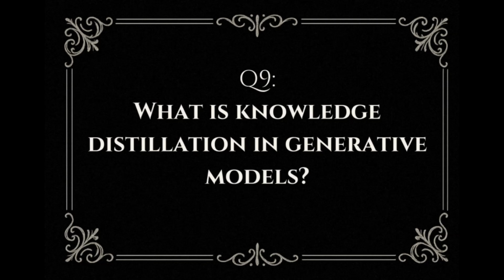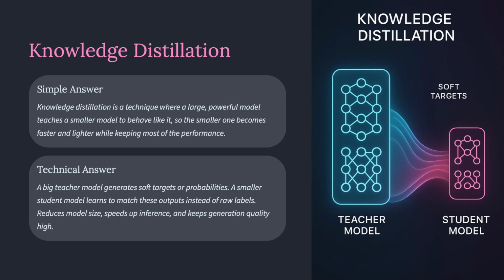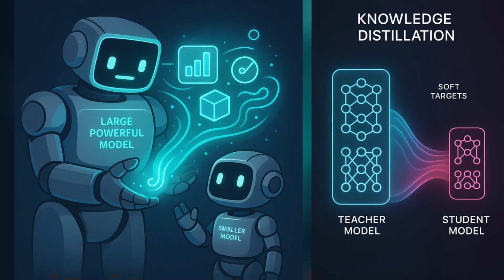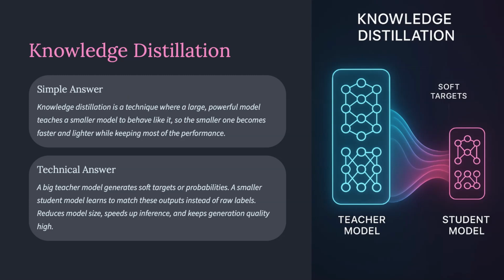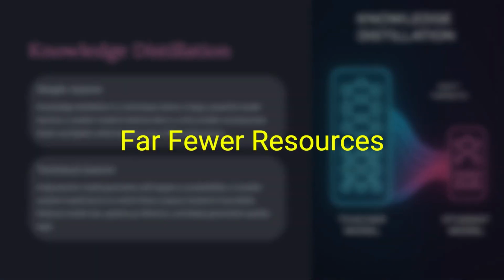What is knowledge distillation in generative models? Knowledge distillation is a method where a large, powerful model trains a smaller one to mimic its behavior. In simple terms, the big model teaches the small model how to generate high-quality outputs while using far fewer resources.